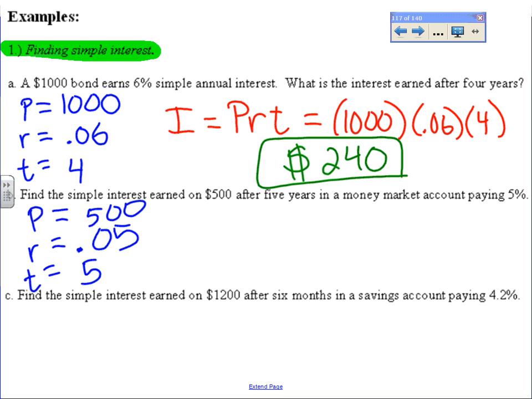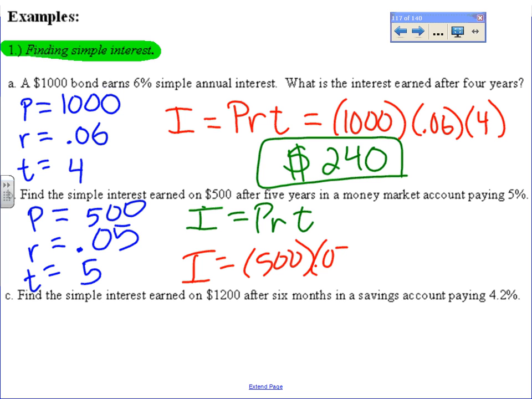Good job, 5. We are using the formula because we're just finding interest. Interest equals principal times rate times time. So we have interest equals 500 times 0.05 times 5. David, what is the interest? Good, $125. Questions? Okay, I want you to try letter C if you haven't already.